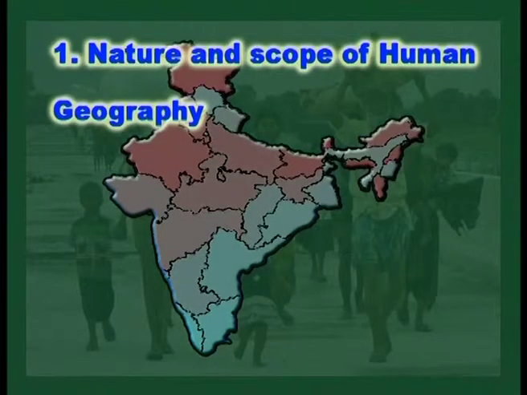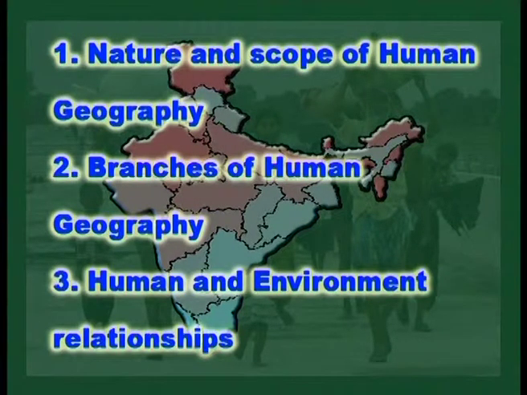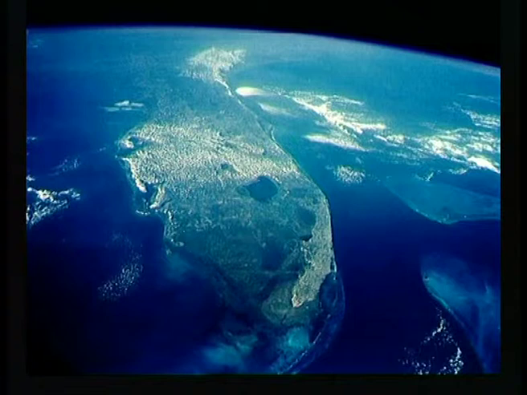Until now, we have learned about the nature and scope of human geography, the branches of human geography, and human and environment relationships. So far, the going has been a bit easier. And with this module on dichotomy or dualism, it is a bit difficult territory. The subject is getting a little complex.